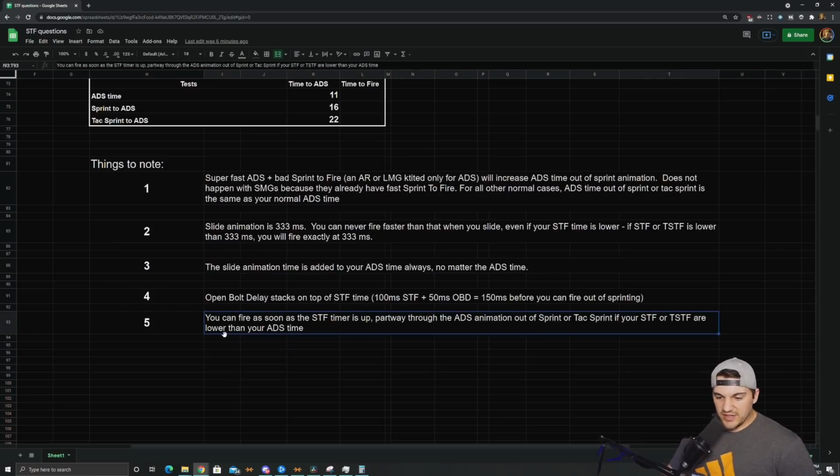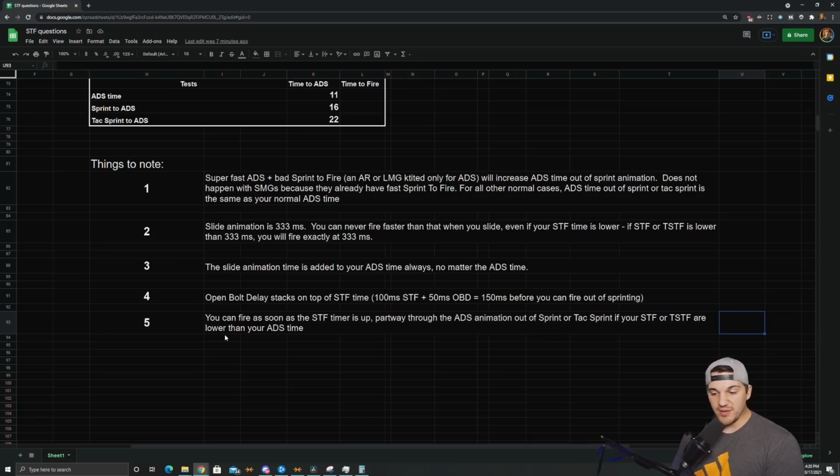Another question I get asked a lot is, can you fire as soon as the sprint to fire timer is up? So when you're sprinting, if your sprint to fire time is much lower than your ADS time, say you have a slow ADS Bullfrog, like a 300 millisecond ADS Bullfrog, but your sprint to fire time is only 100 milliseconds. If you start firing as you're starting the ADS animation, yes, you can fire exactly 100 milliseconds into that ADS animation that is 300 milliseconds long. So you'll start firing before you fully ADS. And that's exactly what sprint to fire time means.